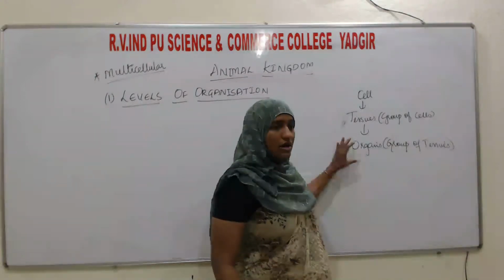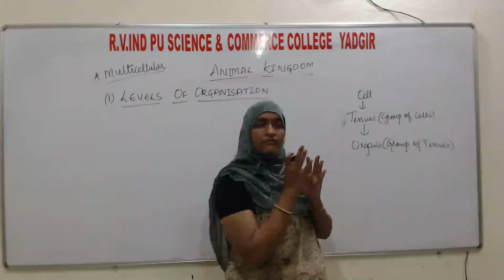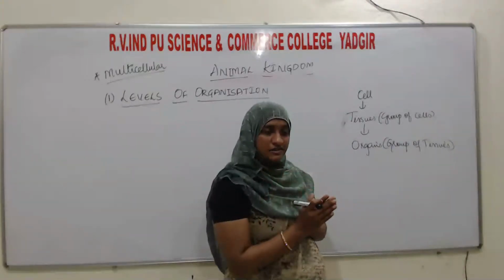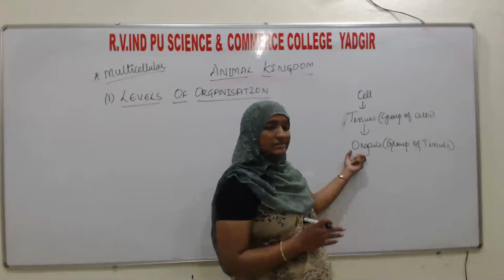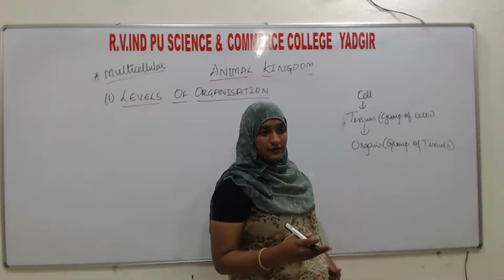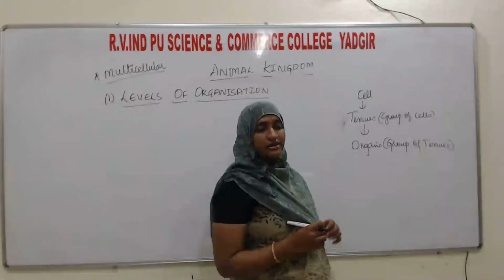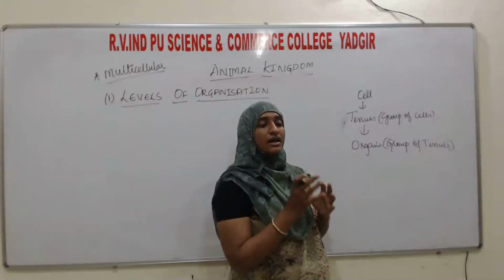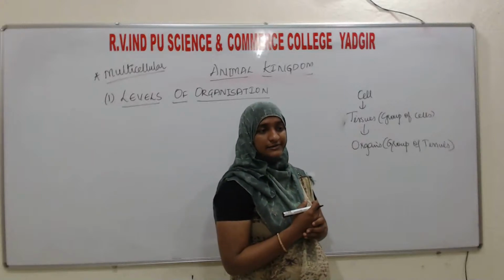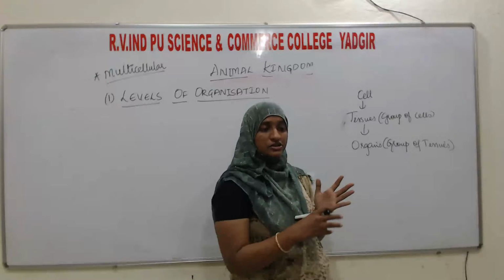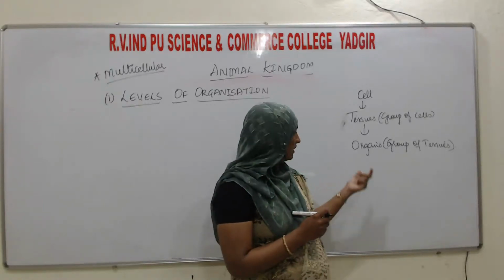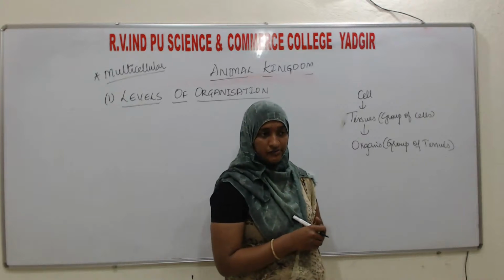An organ means a group of tissues performing the same function and exhibiting the same structure, such as the liver, kidney or heart. One example: the heart is made up of cardiac tissues. Tissues are groups of cells, and when cardiac tissues are grouped together and perform the same function, we call it an organ.